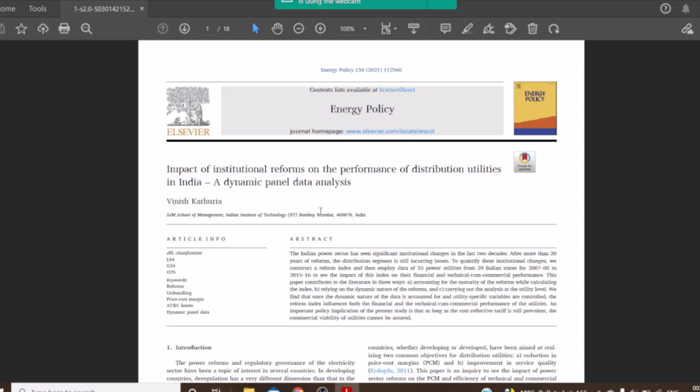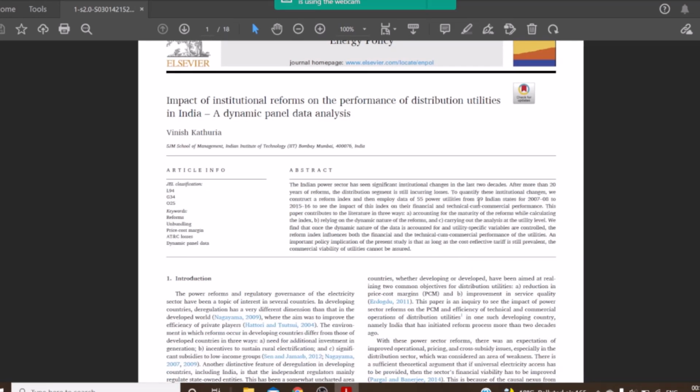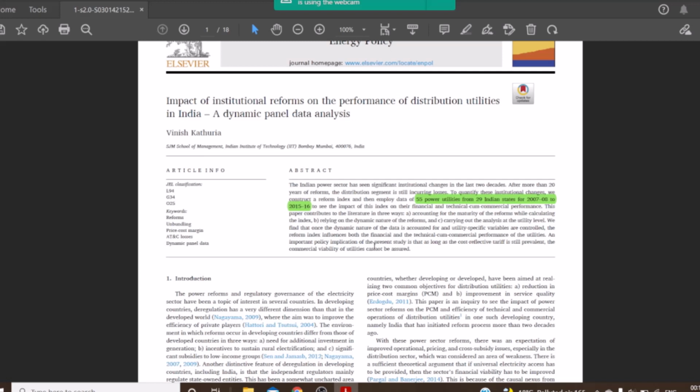So it is written mainly for the reason that the reader, before investing his time reading the 15 to 20 pages long paper, gets to know whether it adds value or it is not what he or she was looking for. So in my case, if I go through the abstract, I find that they employ data of 55 power utilities from 29 states from 2007-08 to 2015-16. So I'll highlight this point. Okay, so likewise, you can highlight the points that you feel important. So after reading the abstract for the second time, highlight the points which you feel important.